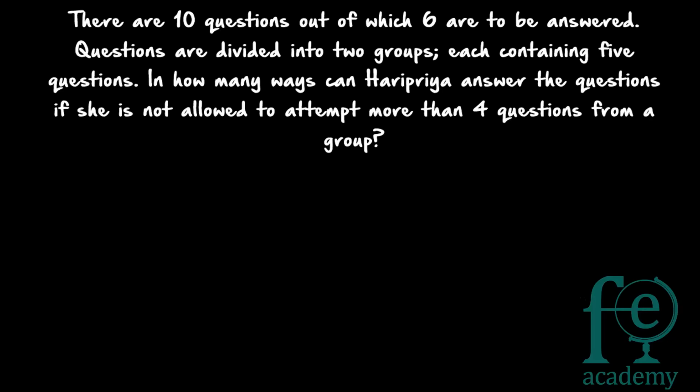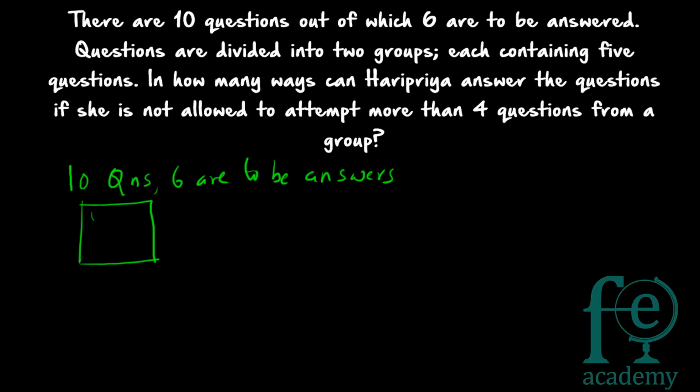Haripriya is answering a question paper and there are 10 questions, out of which only 6 are to be answered. So there is a twist in this. These questions are divided into 2 groups. One group will be containing 5 questions and the second group also will be containing 5 questions. And Haripriya is not allowed to attempt more than 4 from one group. She can attempt 4 from the first group or she can attempt 4 from the second group, and a total of 6 is to be answered. So how many ways can she answer the question?